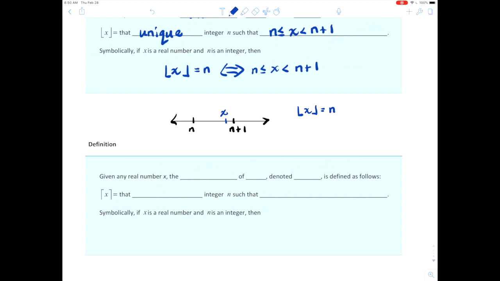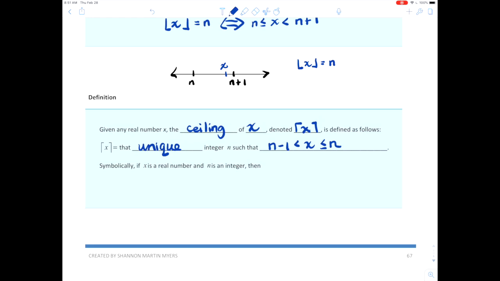So given any real number x, the ceiling of x, and now the little hooks are on the top, is defined as follows. The ceiling of x is that unique integer n such that, now what's going to happen? We're going to have, beautiful, n minus 1, because that would be the first integer below n. That's going to be less than x, and x can be less than or equal to n. So symbolically, if x is a real number and n is an integer, then ceiling of x is equal to n if and only if n minus 1 is less than x, which is less than or equal to n.